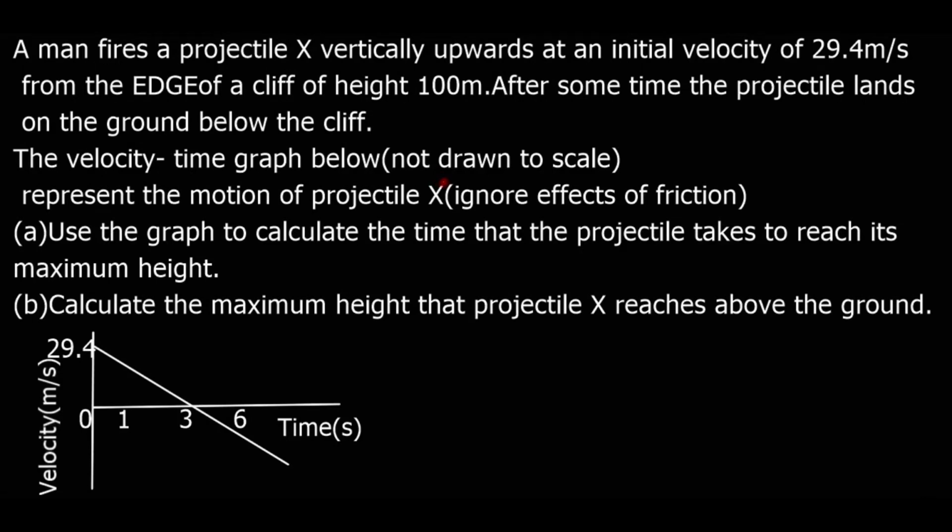This example, a man fires a projectile X vertically upwards at an initial velocity of 29.4 meters per second from the edge of a cliff of height 100 meters. After some time, the projectile lands on the ground below the cliff. The velocity time graph below, not drawn to scale, represents the motion of projectile X. Ignore the effects of friction. Let's draw this motion.